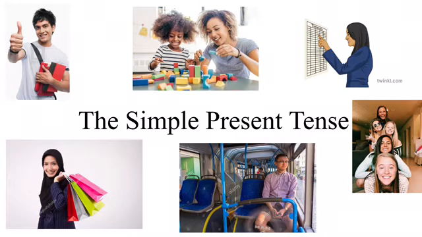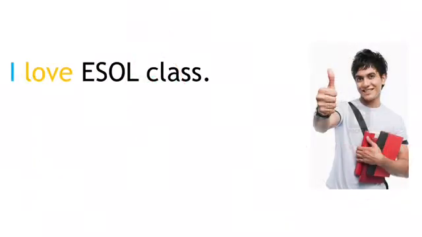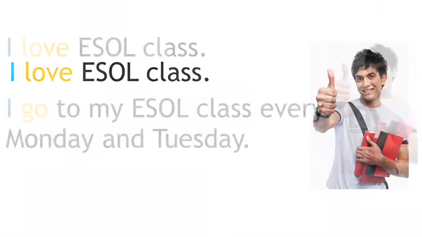Today, I am going to talk to you about the simple present tense. We use the simple present tense to talk about things that are happening now or today, in the present. We can also use it to talk about things that happen regularly, so every day, every week, every month or every year. For example, I love ESOL class. This means that right now, today, in the present, I really like ESOL class.